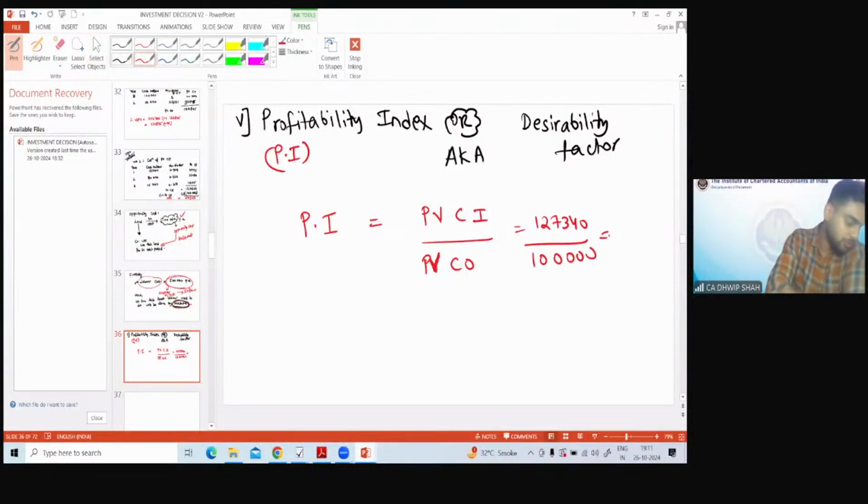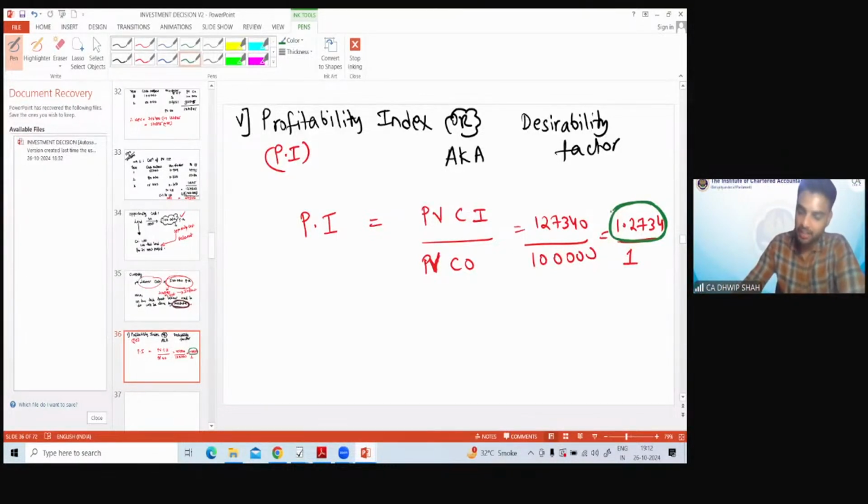So when I say it comes to 1.2734, yes or no? Now what does this 1.2734 mean? I've calculated. See, the calculation part is done, but our job is to interpret what we have calculated. Can anyone tell me what this 1.2734 means? Please try. What does this, 1 point greater than 1, accept?